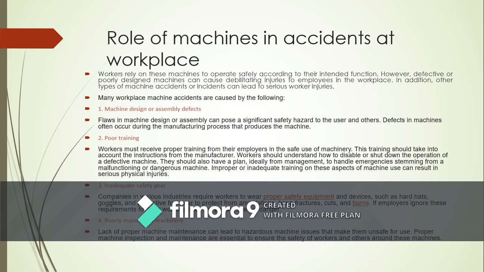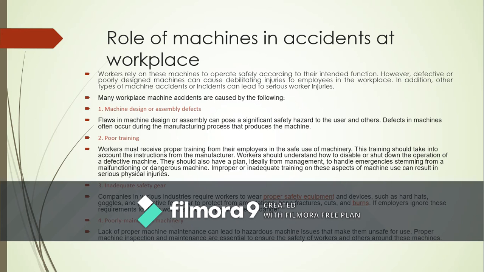And the last one is poorly maintained machinery. Lack of proper machinery maintenance: if the machine is not working properly and you are still running it in spite of its hazardous condition, then also there could be a chance that accidents might occur. So there should be proper machine inspection and maintenance every now and then by the safety workers, for the safety of the workers. Therefore the accidents may decrease. So there are four major factors that cause accidents: machine design or assembly defects, poor training, inadequate safety care, and poorly maintained machinery.